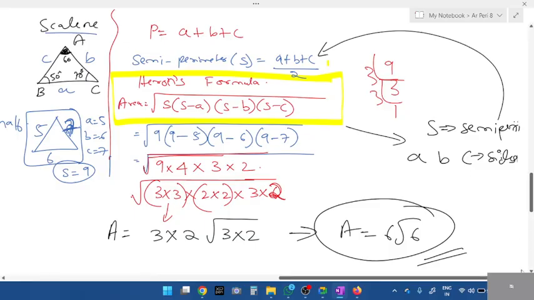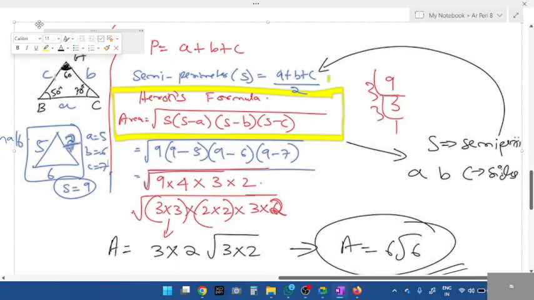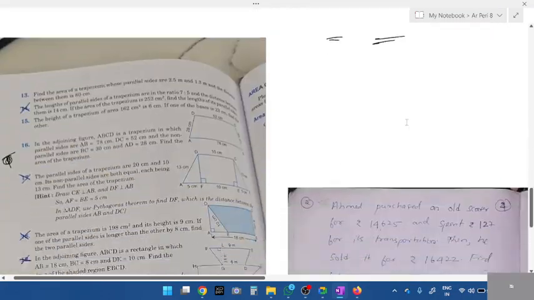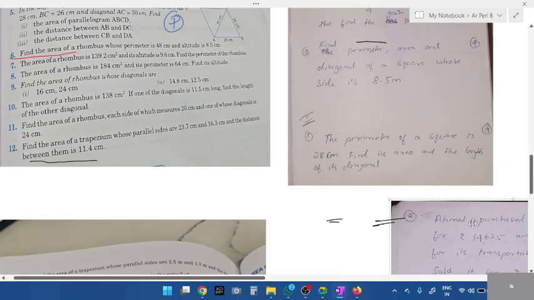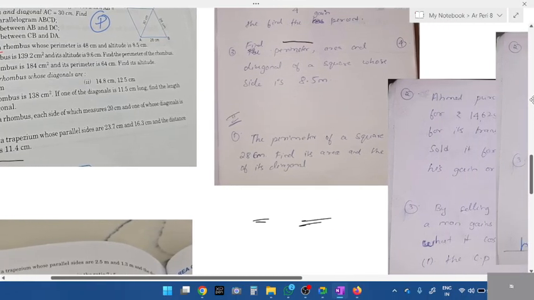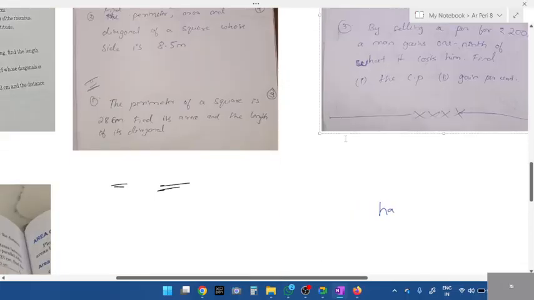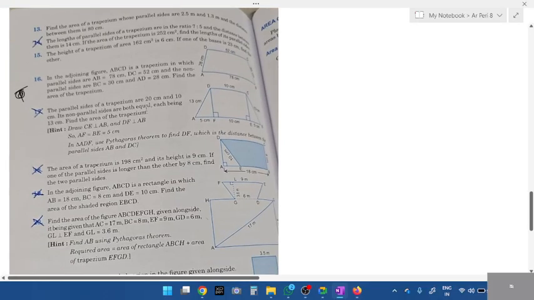Okay, shall we solve the questions related to this? All of you understood? Okay, next one. Okay, which question is left, students? The height of a trapezium. 15th one is done. Can you check the notes? 15th one. Okay, I'll just quickly go through a trapezium.